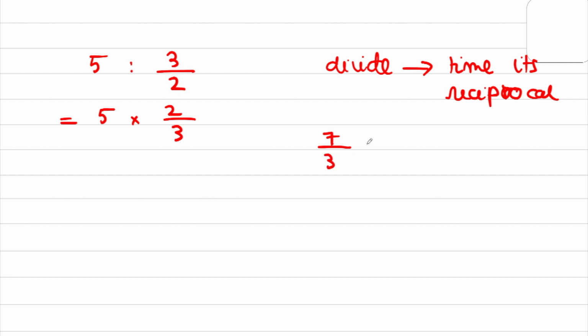7 over 3 divided by 4 over 5 like this. You will get 7 over 3 times 5 over 4. Okay, so another application of the reciprocal is in surds or exponents or indices, but I will tell you about that later.